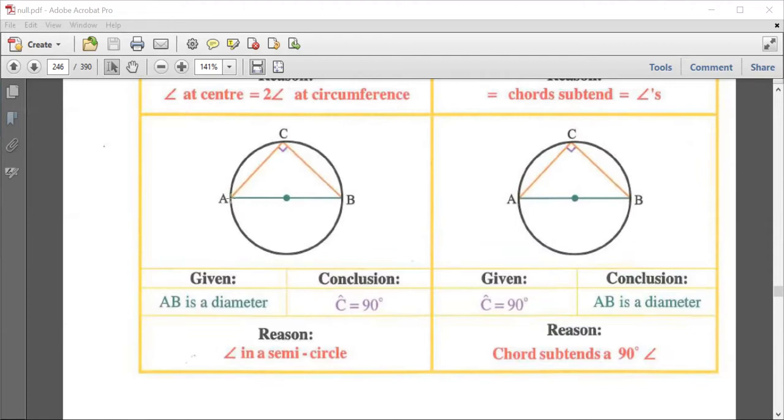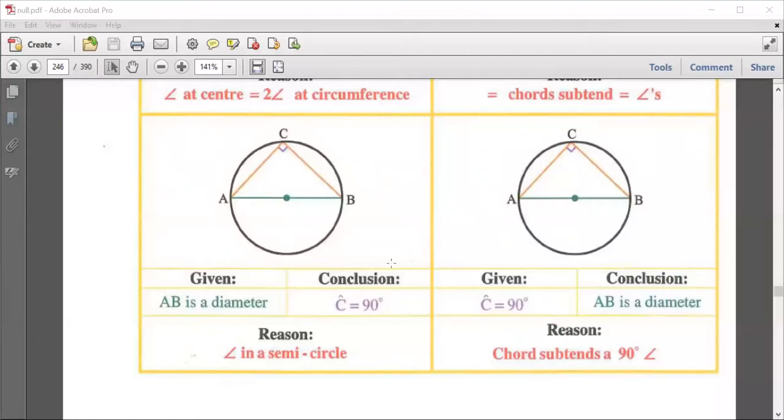So it's a must that if you have a diameter, then the angle formed at the circumference of the circle is going to be equal to 90 degrees. Why is that the case? The simple reason to substantiate your answer is that this is an angle in a semicircle. So the angle at C is equal to 90 degrees because it's an angle in a semicircle.